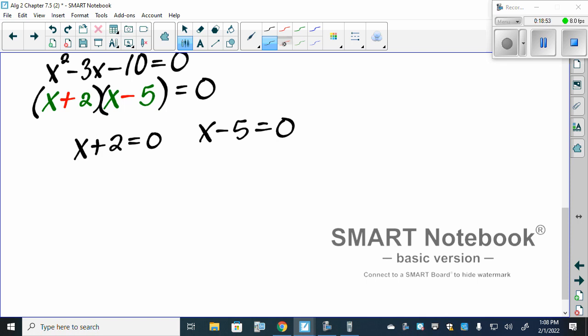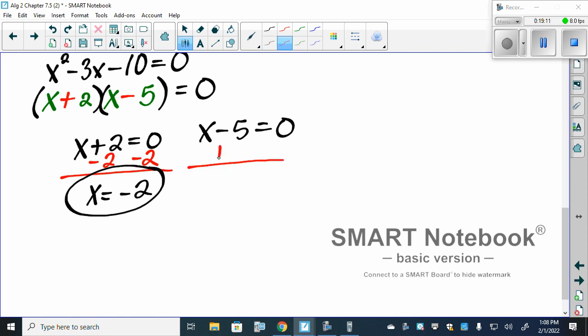Now we just need to solve for the value of x. So in our first case here, we can subtract 2 from both sides, which will tell us that x is equal to negative 2. In our next case here, we would add 5 to both sides. And if we add 5 to both sides, we get x is equal to 5. So our two answers for this here are negative 2 and 5.